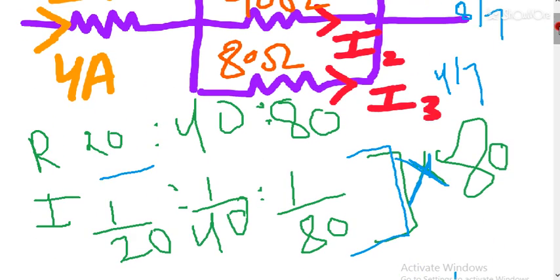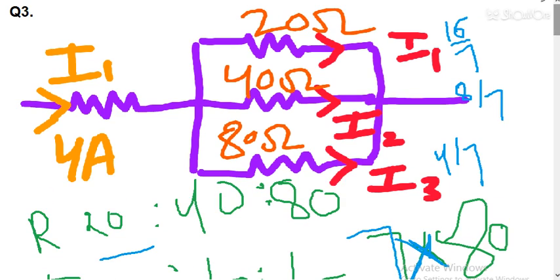So 4 parts are flowing through the first resistance. So 4 into 4 by 7 is 16 by 7. 2 parts are flowing through the second resistance. So 2 into 4 by 7, that is 8 by 7. One part is flowing through the 80 ohm resistance, that is 4 by 7 ampere. So I hope these questions are clear to you.